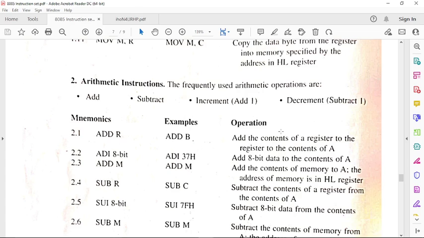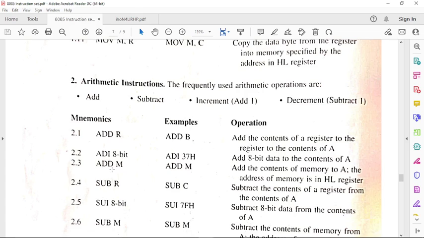ADI 8-bit. AD means add, I means immediate data, which is 8-bit data. Here in this example, ADI 37H. So here 37H is 8-bit data. Add 8-bit data to the content of the accumulator. In the previous instruction also the accumulator is not specified, but here the accumulator is implicit. Here also the 8-bit data, which is 37H, is added to the content of the accumulator, and the result is stored obviously in the accumulator.